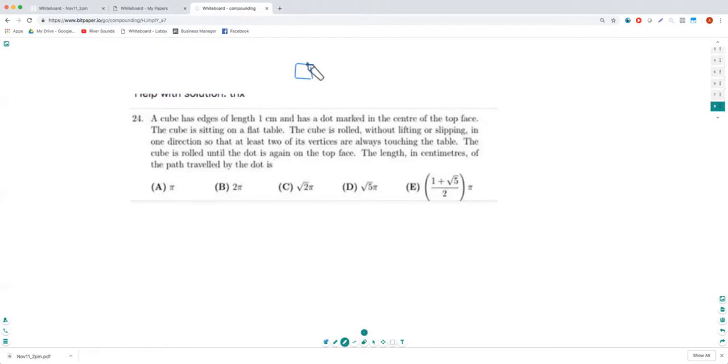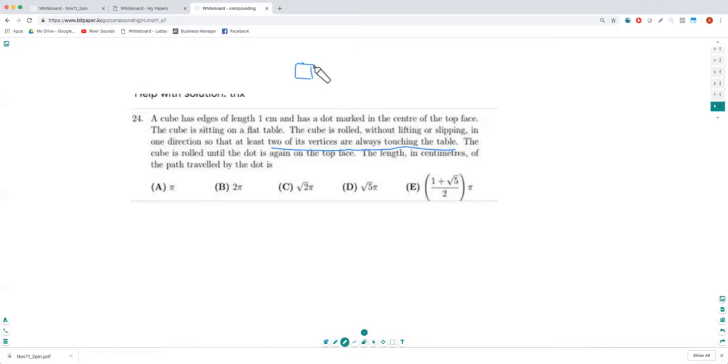and a dot is marked in the center on the top face, and it's sitting on a flat table. Now, the cube is rolled without lifting or slipping in one direction, so at least two of its vertices are always touching the table, so it's rotated around here.